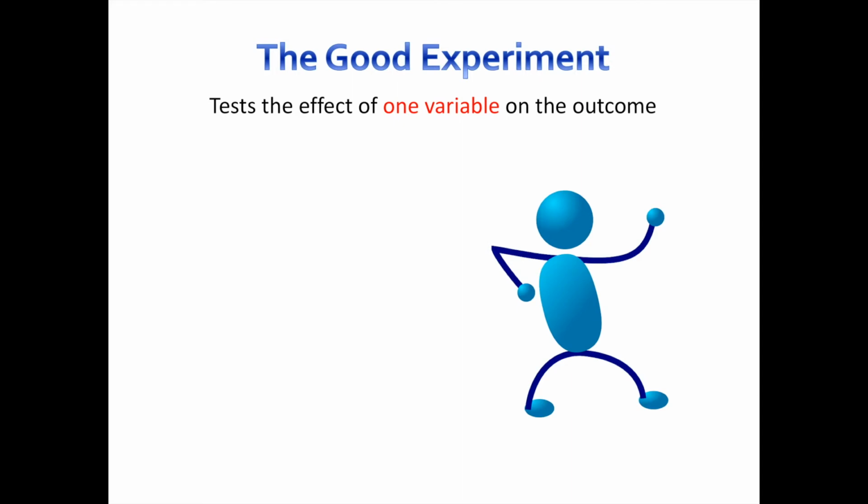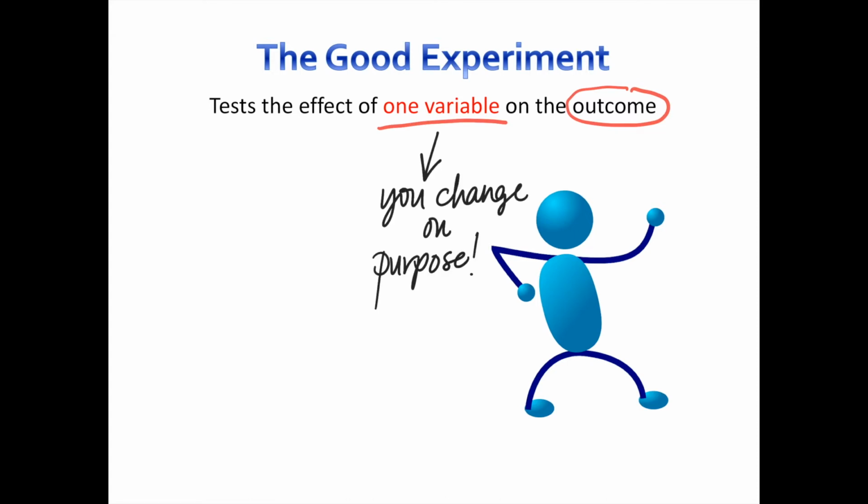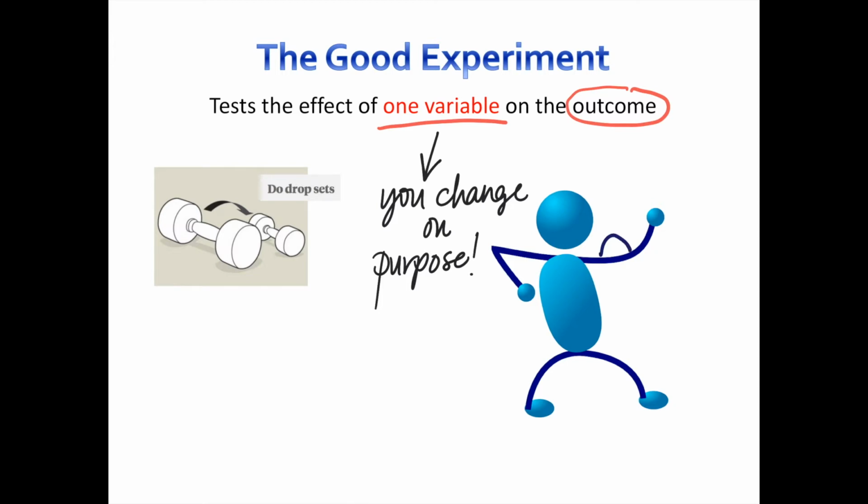So I just told you that a good experiment will test the effect of one variable on the outcome. But what is a variable? A variable is simply something that you change or vary in your experiment. So we could choose any of the things we found on Google to be our variable. For example, we might be interested in trying out drop sets. Now, drop sets are simply where you start out lifting a heavy weight, and then you switch down to a lower weight and continue your reps. So now we have designed an experiment in which our one variable is drop sets, and the outcome we are measuring is muscle growth.